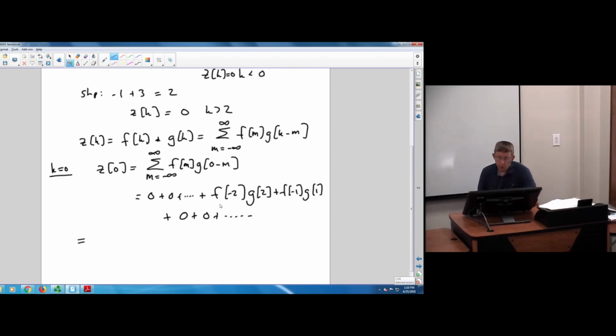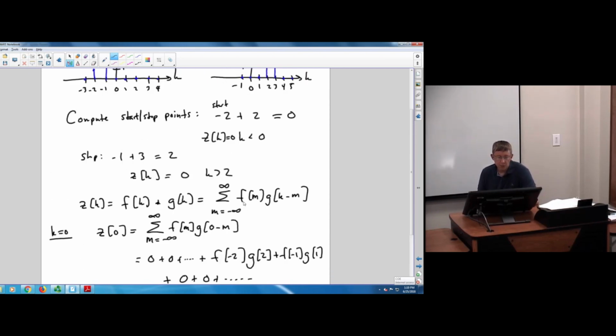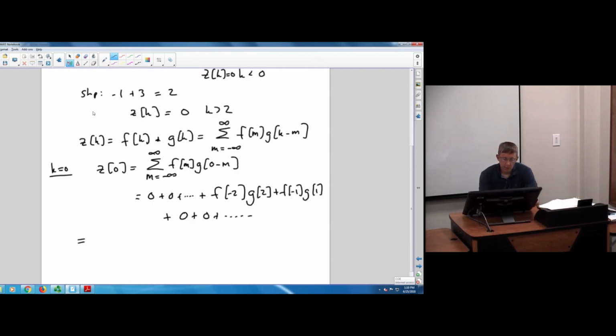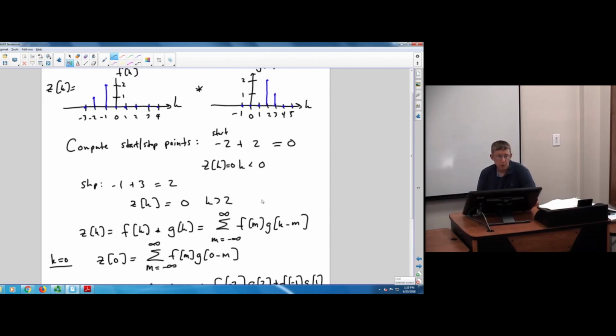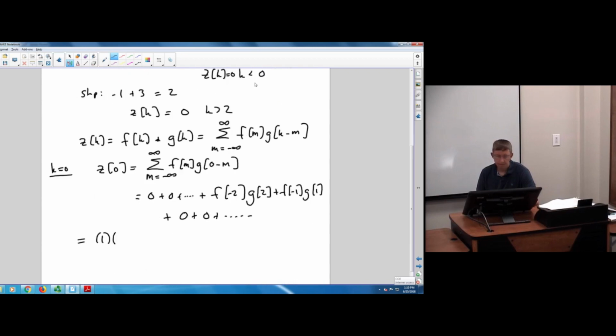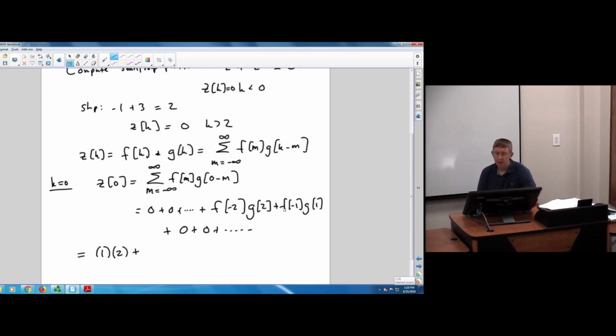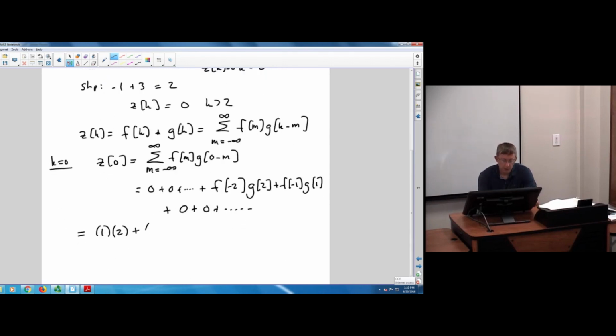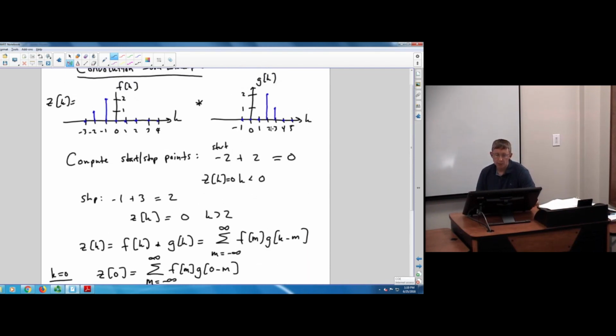We haven't finished though. What is f at time minus 2? f at minus 2 is 1. So that's 1 times, what is g at time 2? g at time 2 is 2, right? 1 times 2 plus f at time minus 1 is 2, plus, scroll up and down, sorry, and g at time 1 is 0. So you got a 0 there anyway.